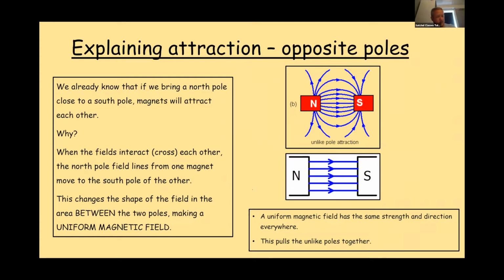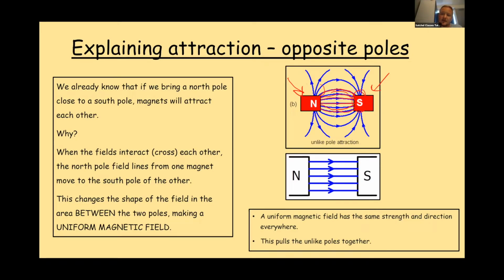So that's how we plot a field, but how can we use the idea of a field to explain our magnetic rules of attraction and repulsion? If we take a look at the field diagram, we already know that if we bring North Pole close to a South Pole, the magnets will attract each other. The question is, why is this? If I bring my North Pole close to my South Pole, the field lines move from north to south. But because this South Pole is closer to this North Pole than any other magnet, these field lines now move to this South Pole rather than extending backwards to the South Pole of the same magnet.